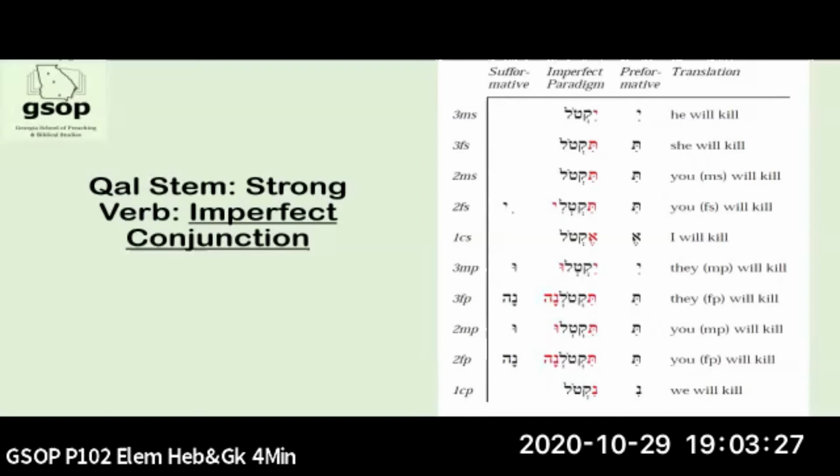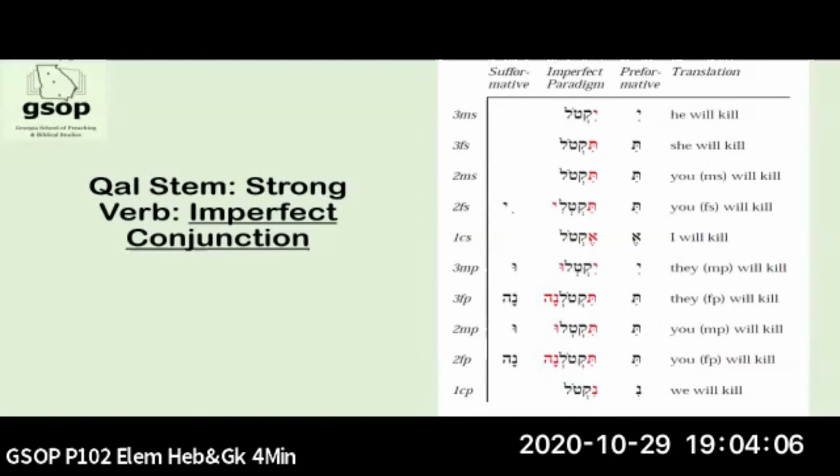In the first common singular, the pattern does change a little bit here. Notice the prefix has a hireq underneath every single prefix except for the first common singular. It has a segol. I don't know why. It's just a little different. But I do see the holem come back to us under the second root position, that dot above the tav. And remember, the aleph is silent. And so this is ektol. Ektol, I will kill.